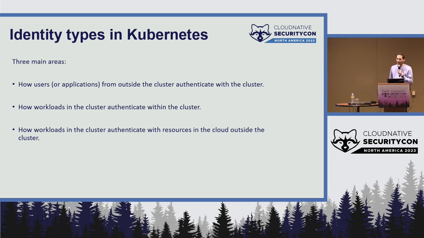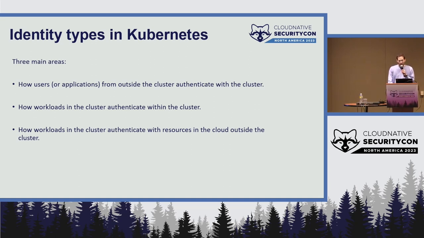When we're talking about identities in Kubernetes, we're usually talking about three main areas. The first one is how do users or applications from outside the cluster authenticate with the cluster? For example, if I need to deploy resources or I have a DevOps pipeline that needs to deploy resources, how do we authenticate with the cluster?